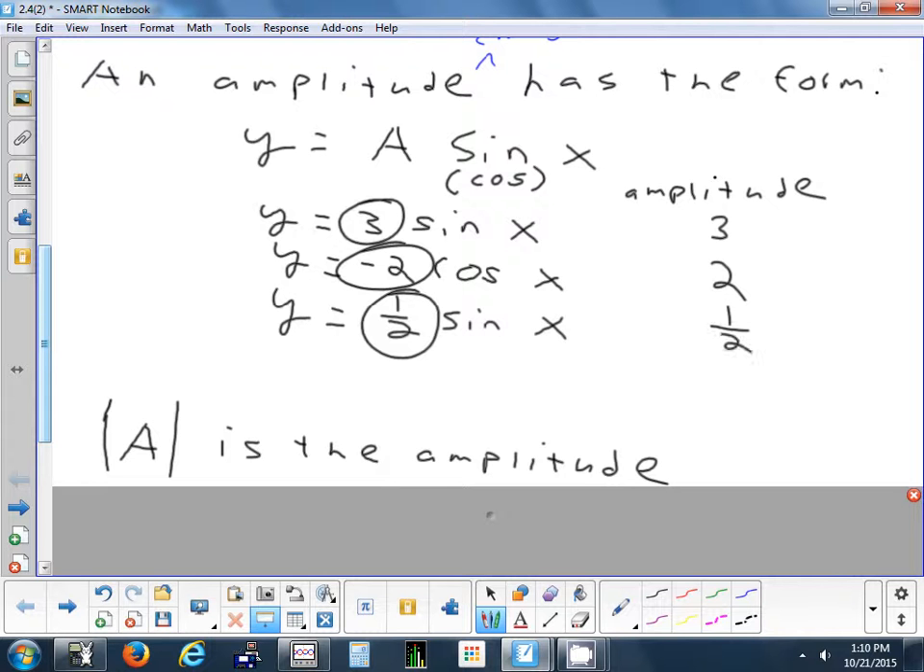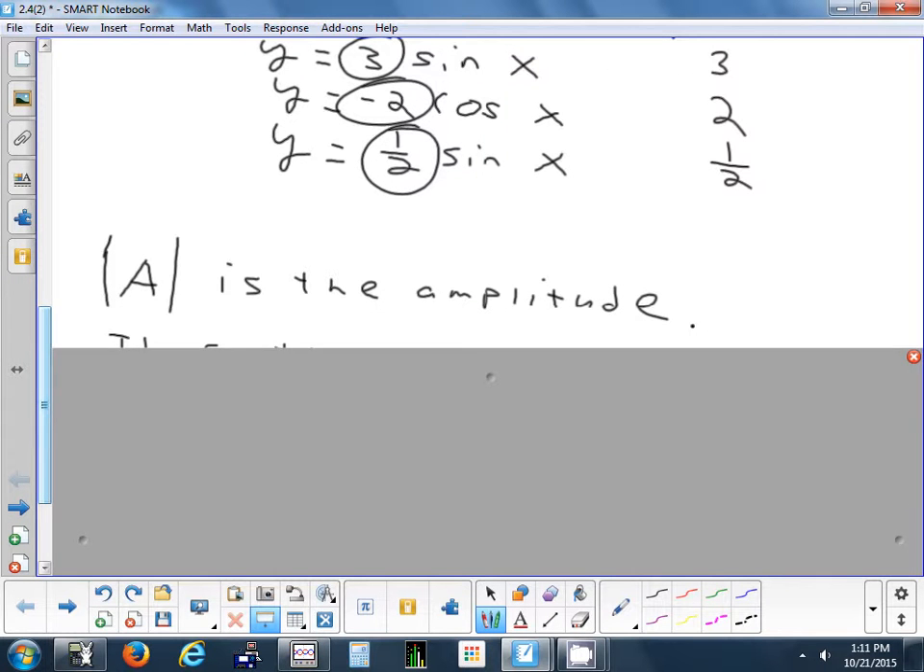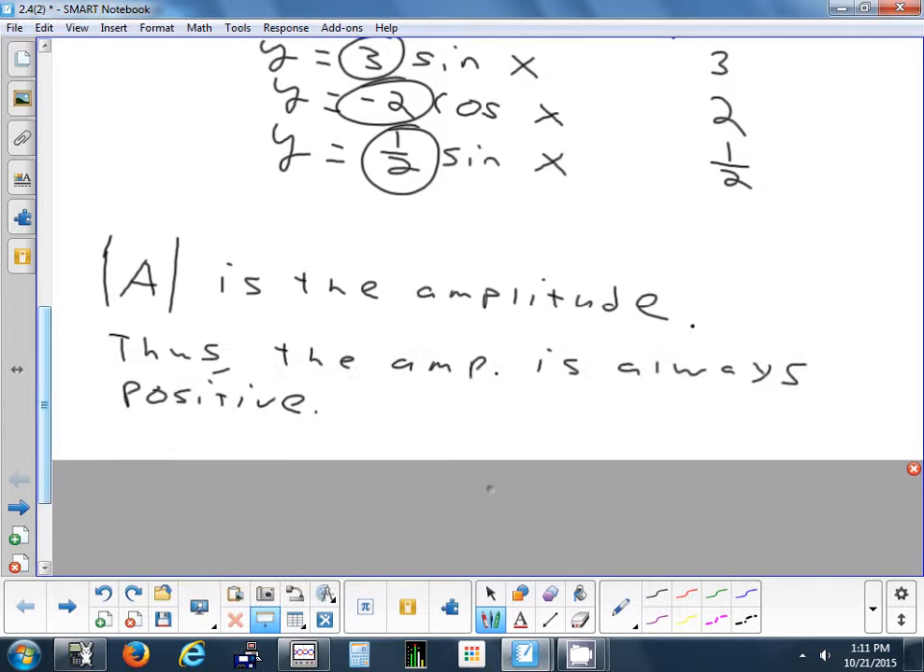Now, what if I did this? What's the amplitude now? Still 1/2. This negative doesn't affect the amplitude. It's going to affect the picture when I sketch it, but it's not going to affect the amplitude. It'll cause it to flip. Okay. Questions on that? All right. So amplitude is always positive, because it's measuring a height.